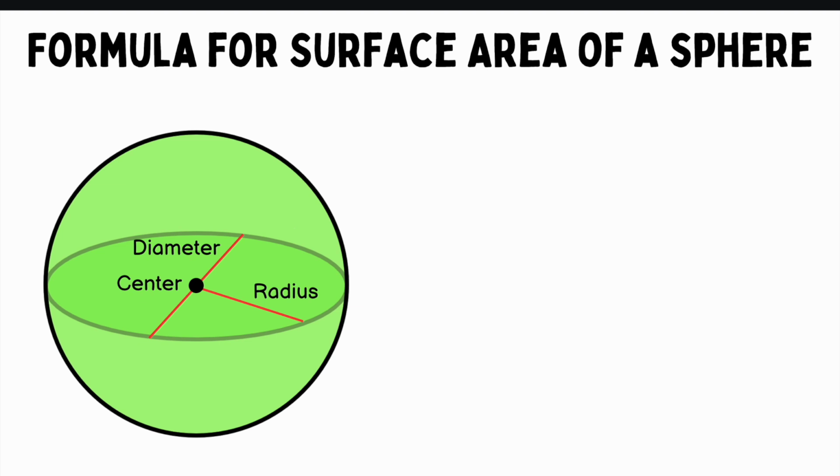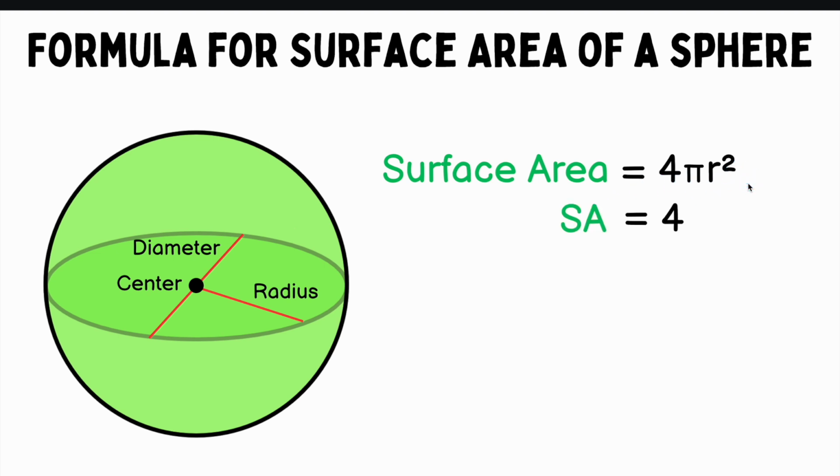Now let's find the surface area of this sphere. Remember, surface area equals 4 pi r squared. So we can write surface area equals 4 times pi times r squared. The radius is 10 centimeters. Surface area equals 4 times pi, and we know 10 squared is 10 times 10, which is 100.